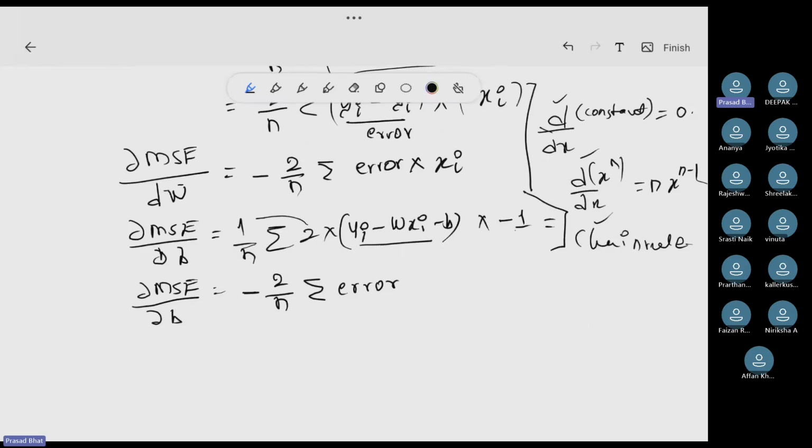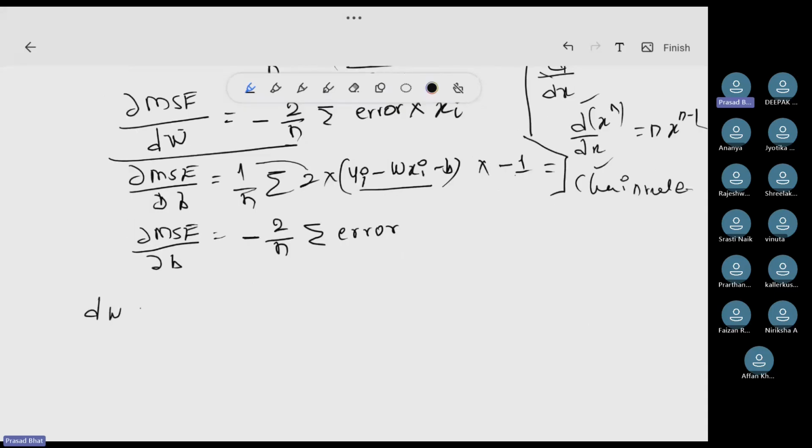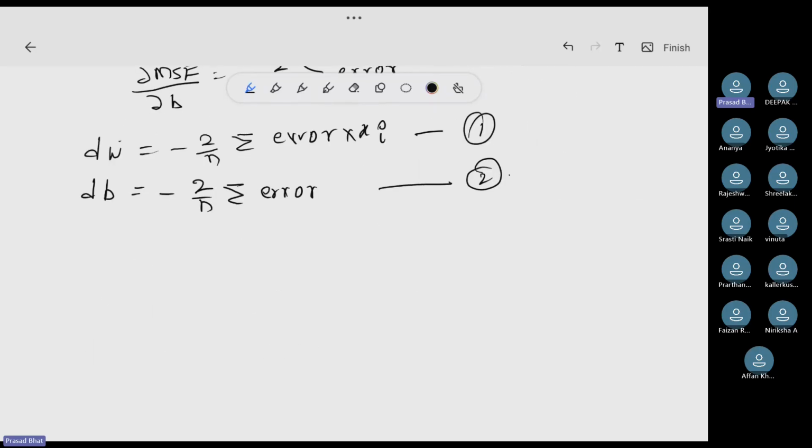So let us do one thing. Let's call this equation dw, the derivative with respect to w. This is for programming. It is equal to minus 2 divided by n sigma error into xi, and db, the derivative with respect to b, is minus 2 by n sigma error. Okay, these two are important.